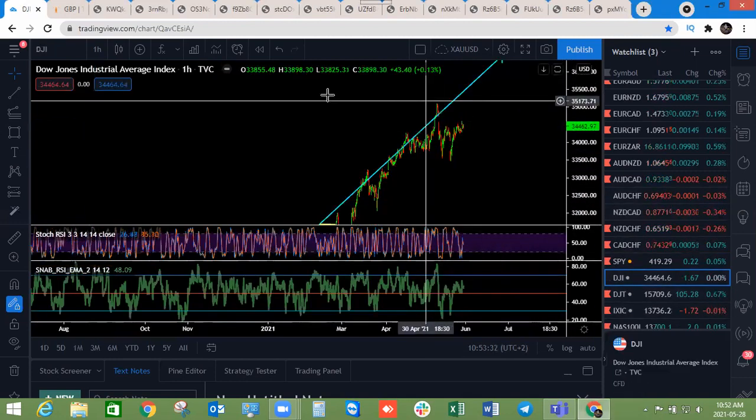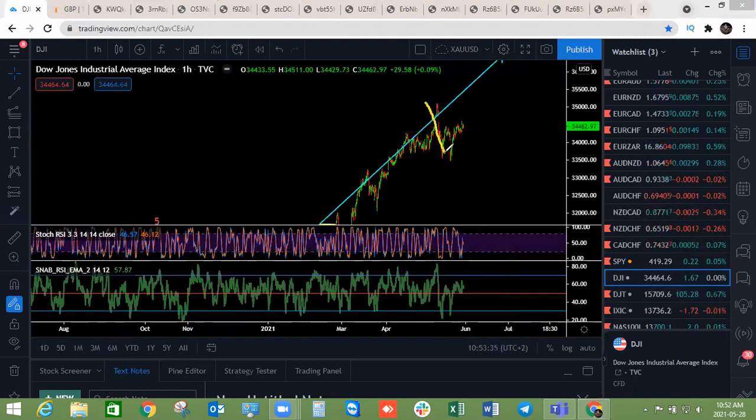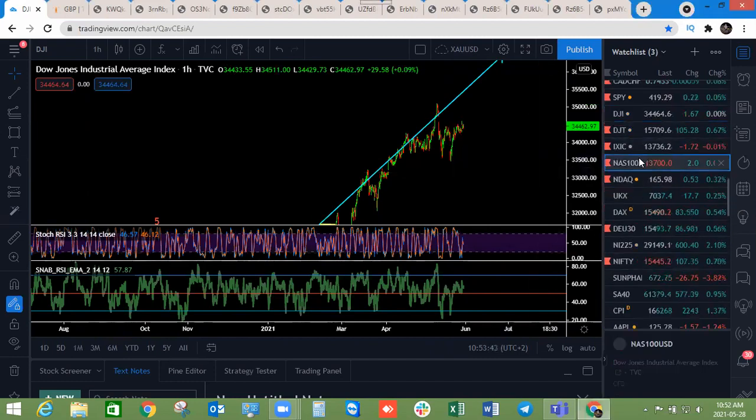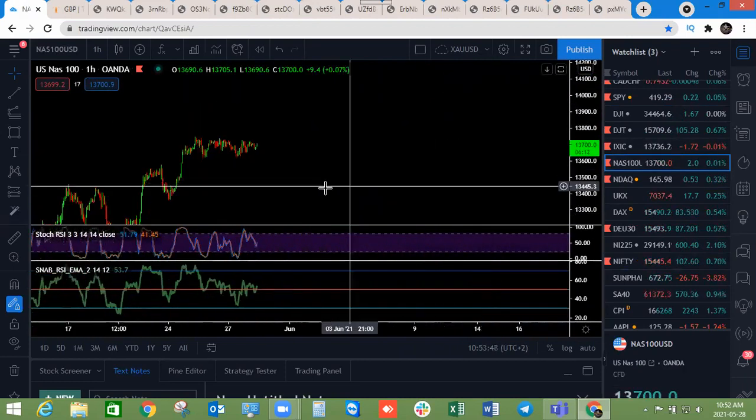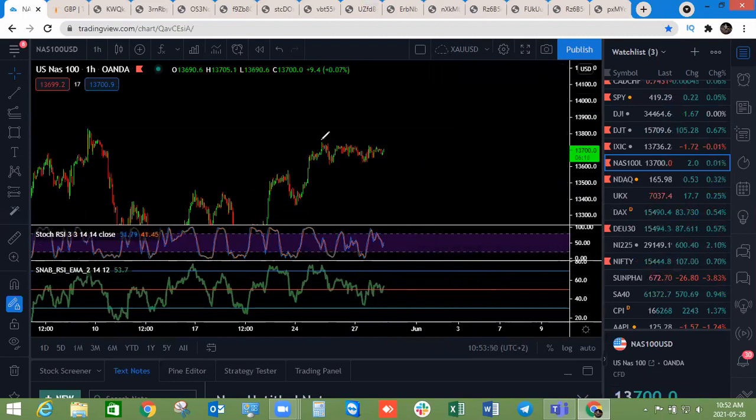Similar to the Dow Jones Industrial. 1, 2, 3. We can still get this leg down here before we push to the upside. The NASDAQ, we are going sideways, so we will see upside. Even if we do get this one more down here first, we'll see upside.